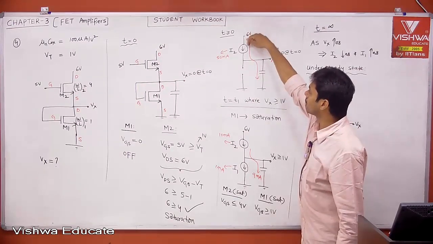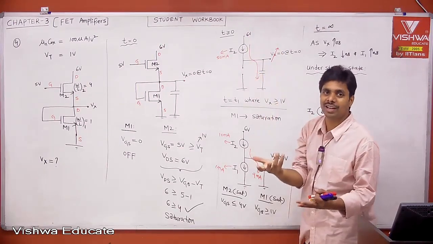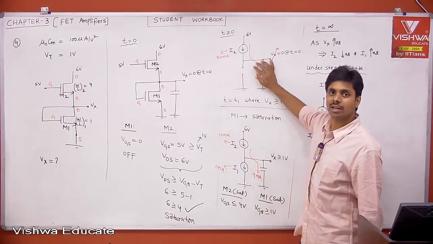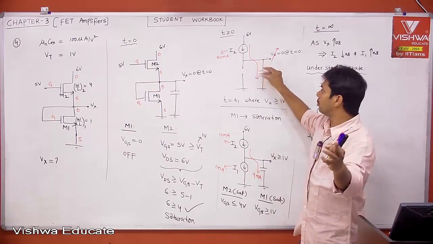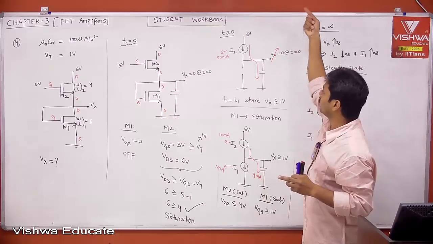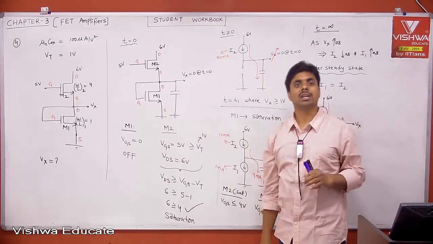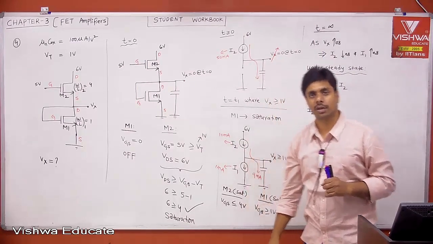According to KCL, the incoming current is equal to outgoing current. There is no outgoing current, right? If this is off, then violation of KCL. Wherever there is a violation of KCL, put a capacitor. Your capacitor will be charging, voltage will be increasing, then the state will be going to steady state, then that will give you the steady state answer. Okay?